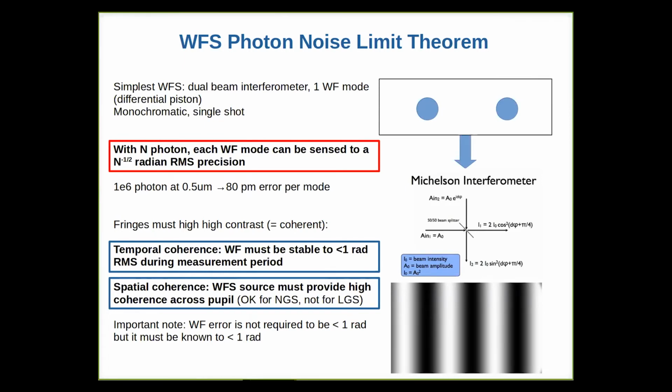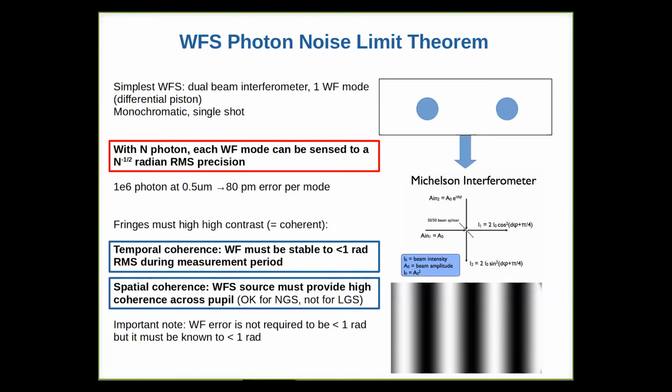The easiest way to visualize it, and check it actually, is with a simple 2-aperture beam, where you're trying to measure one mode, the differential phase. You build fringes either in a focal plane or with a Michelson interferometer, measure the intensities, figure out the photon noise on these intensities, and back propagate to the phase, and you find that the theorem holds. If you put some numbers behind it, with 1 million photons per wavefront sensor frame, which is not unusual on reasonably bright stars, at 0.5 micron, we should be able to get 80 picometers of wavefront error per mode that we measure.